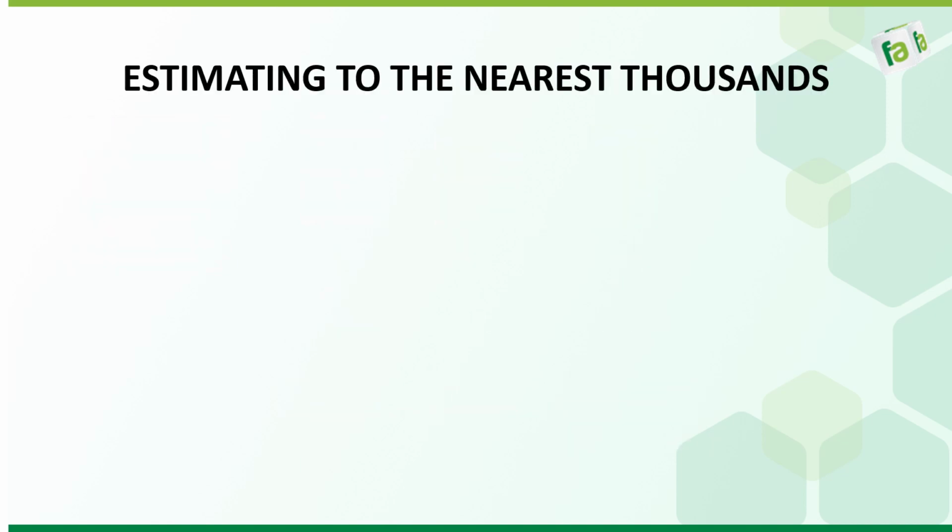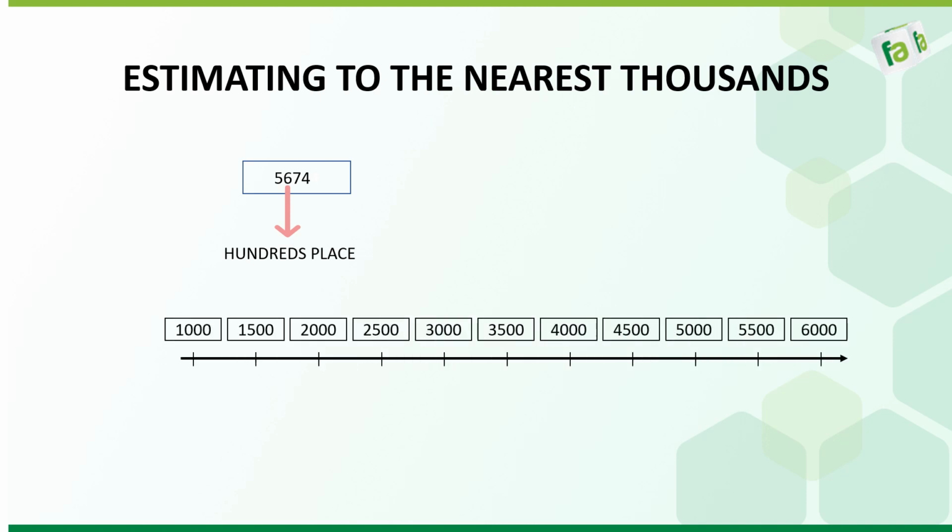Here, to round off to the nearest thousands, we need to see the digit at the hundreds place. In the number 5674, the digit at the hundreds place is 6, which is closest to the next thousand. So, we can round off the number 5674 to 6000.